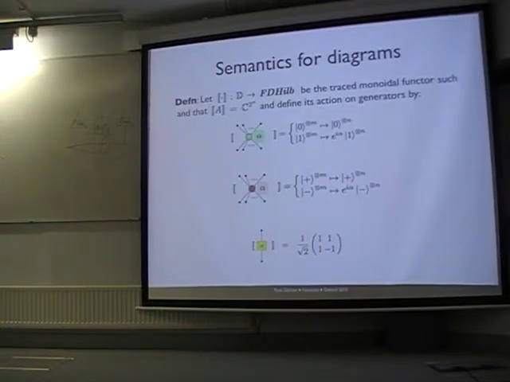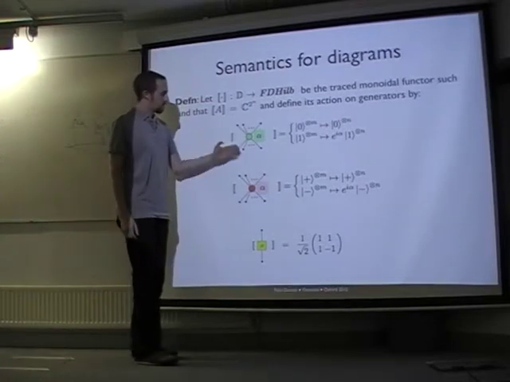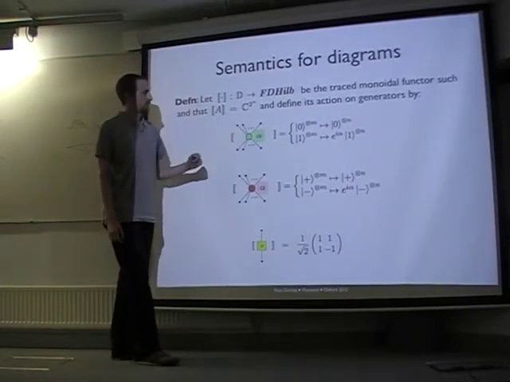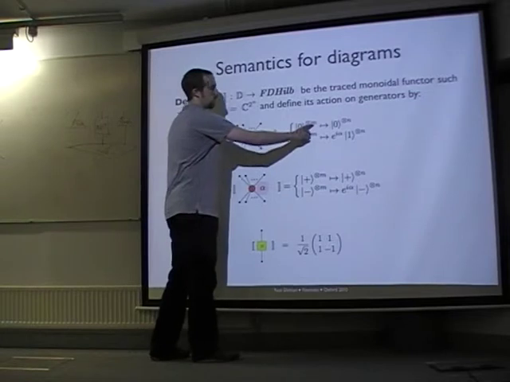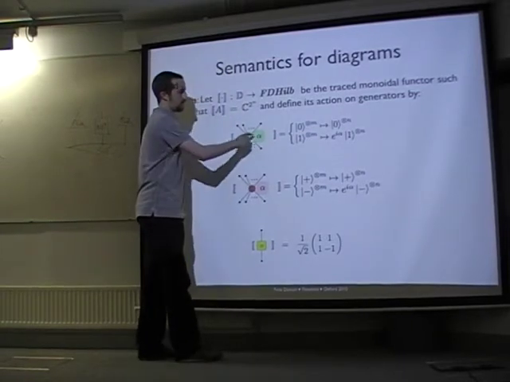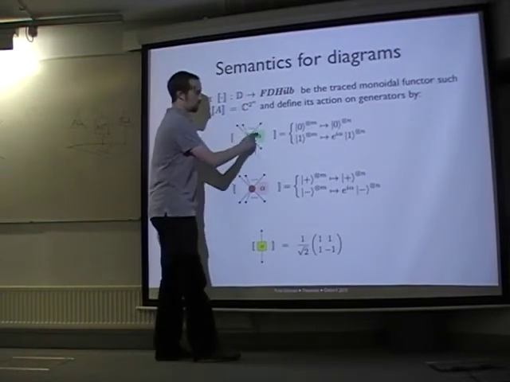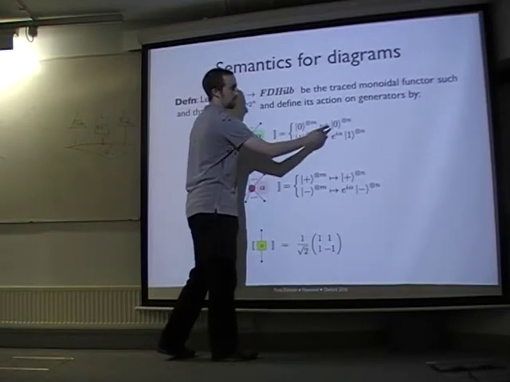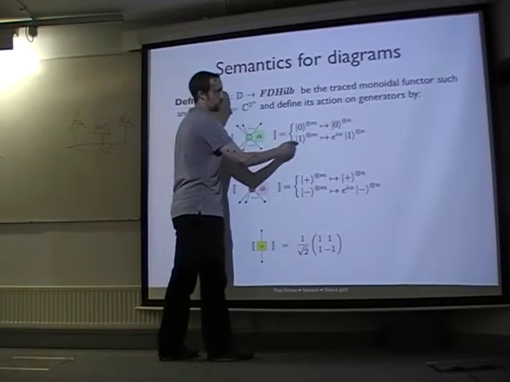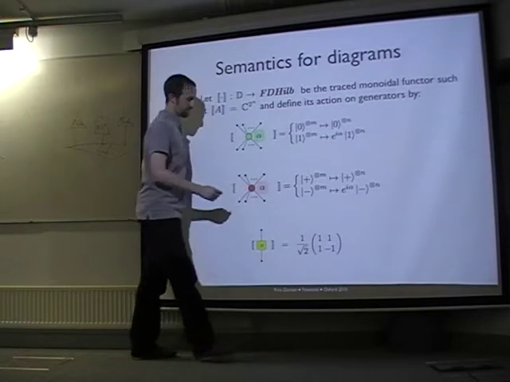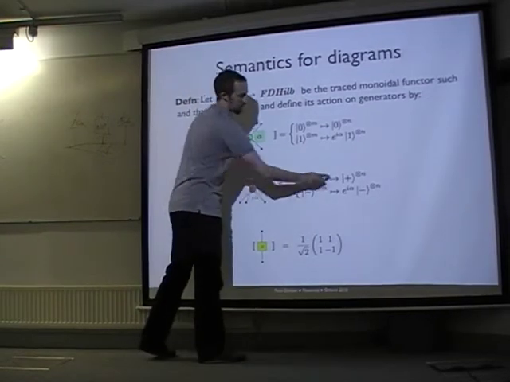I can put some semantics on it in terms of Hilbert spaces this way, and the easiest way to understand this is to look at this one and take M to be 1 and N to be 2 and alpha to be 0. And what you'll see is that this green dot is taking the 0 qubit and giving it to 2 copies of itself, and the 1 qubit to 2 copies of itself. And the red will do the same for the plus and minus bases.